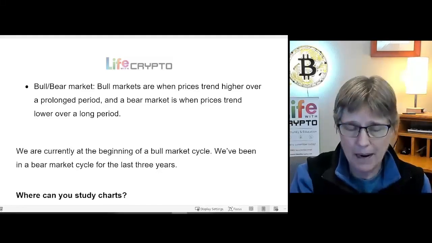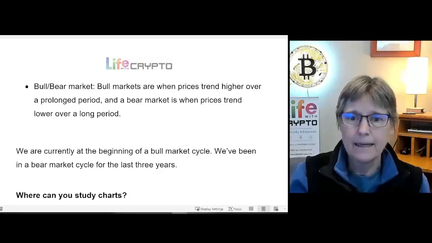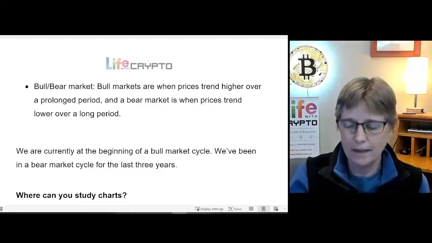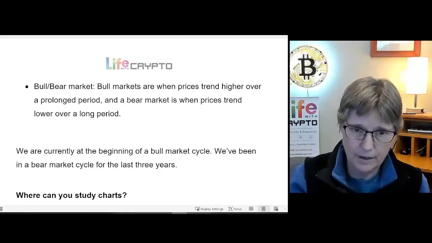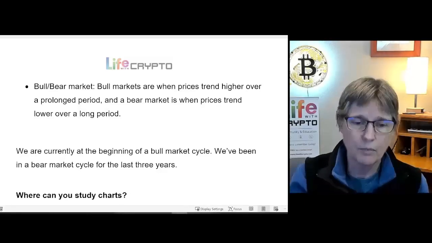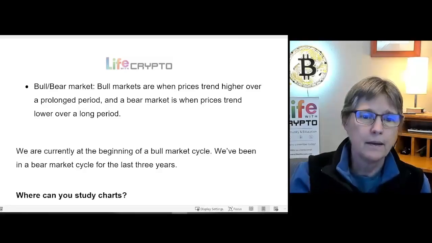Even though it started back in January, because of the nature of this bull market, it does look like it's just at the beginning. And it's at the beginning because there's not a lot of retail investors in there yet. It's mostly institutional investors. You can tell once you learn to read charts and candlesticks a little bit more.